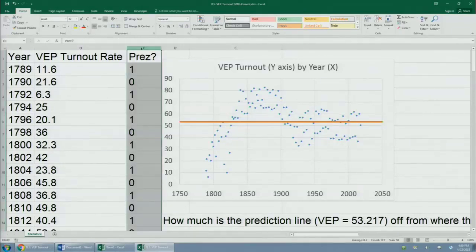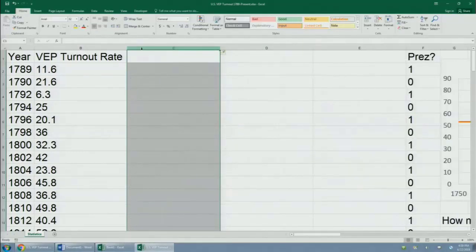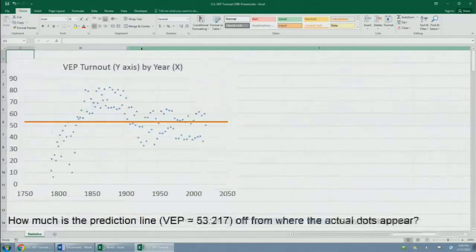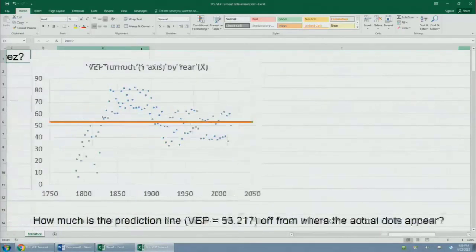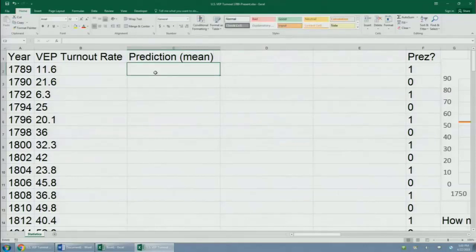Well, to measure that, we can actually do a measurement of it, right? For each of these dots, we can figure out what the prediction is, right? So what's our prediction based on just the mean? No matter what year it is, what does VEP election turnout rate turn out to be, according to our average?